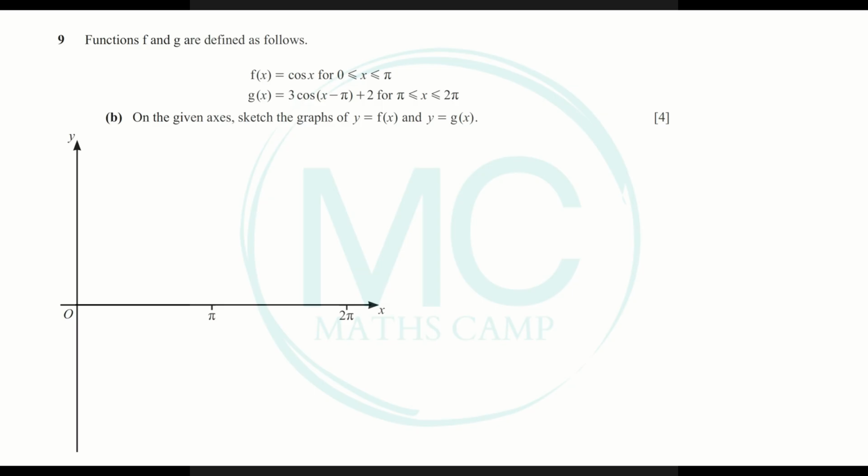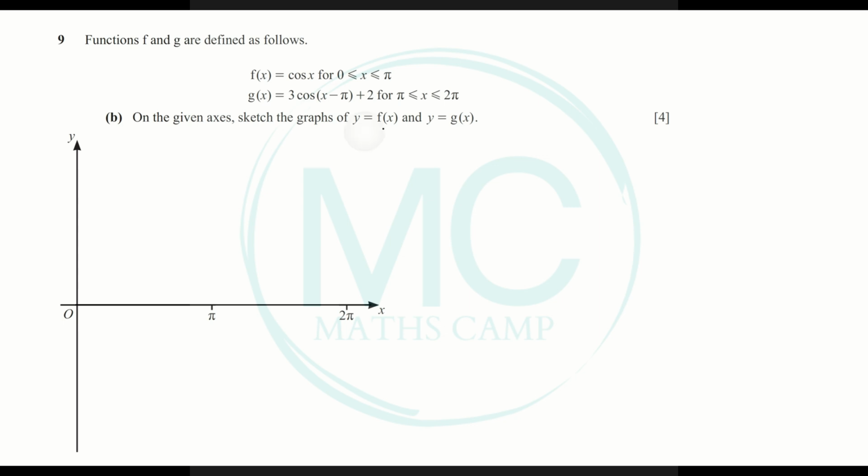Part B says on the given axes, sketch the graphs of y is equal to f of x and y is equal to g of x. Now we've been given axes, but we have no values along our y-axis. The best place to start is to make some notes of the coordinates that we're going to use, as this gives us a general idea of where our sketches will lie.